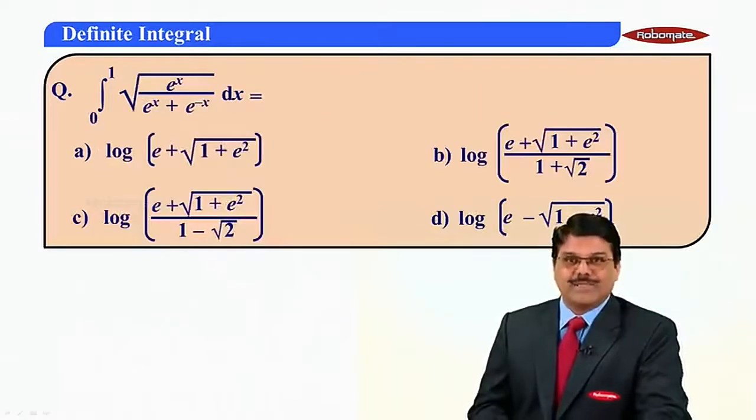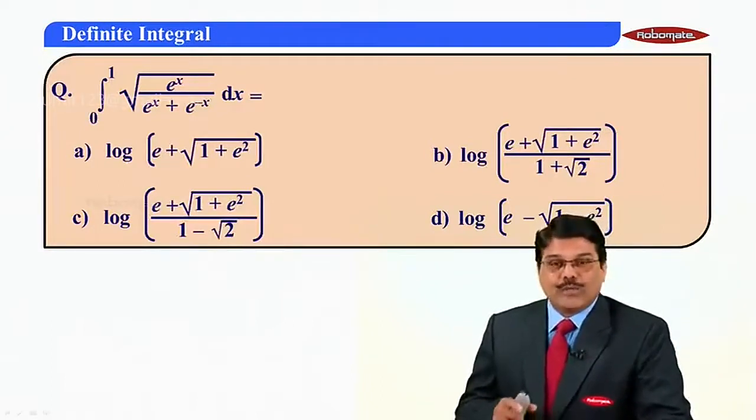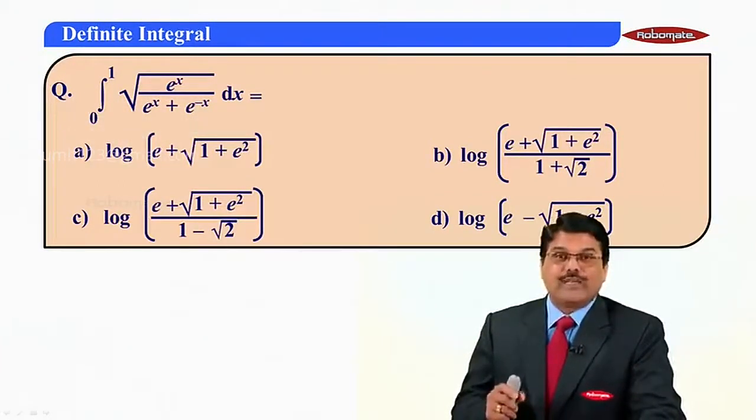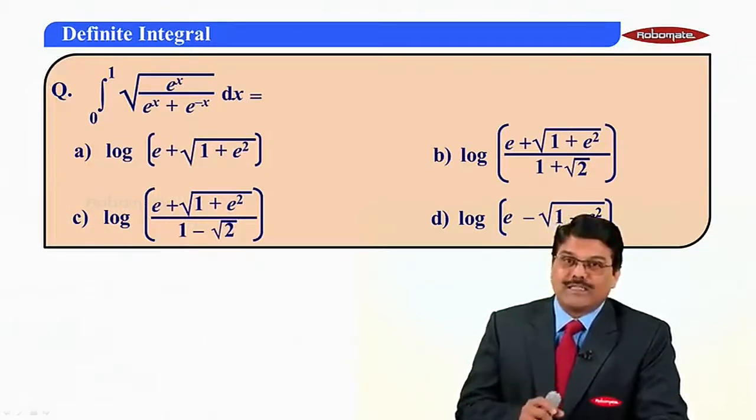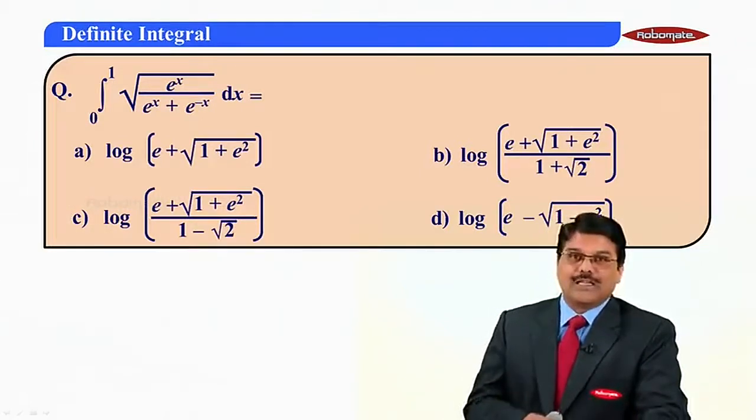Right? Next MCQ. Here, the integral goes from 0 to 1 of root of e raised to x upon e raised to x plus e raised to minus x, with respect to x. And the options are as follows.